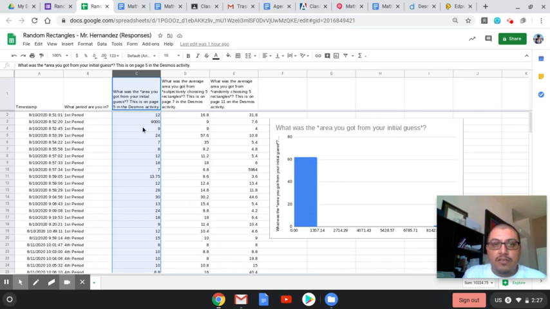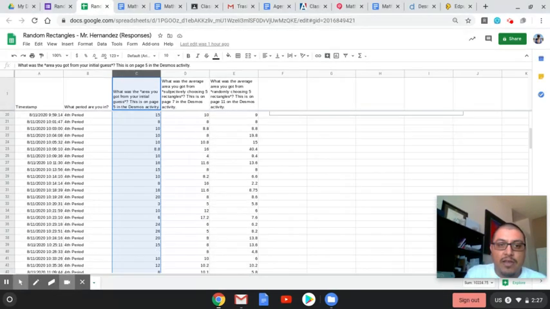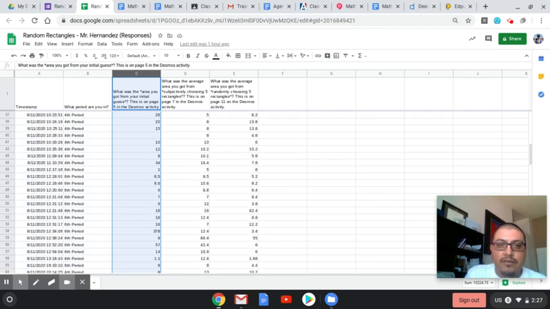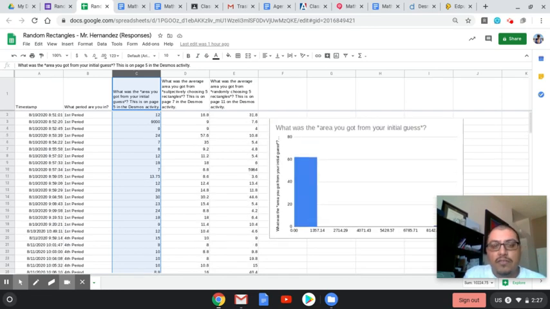Now, what you see highlighted here are the responses for the initial guess for the area of the 100 rectangles. What I'm highlighting here are all of the numbers for those random rectangles. And keep in mind that the rectangles had an area: the lowest was an area of 1 square, and the highest area was about 18 or 20.